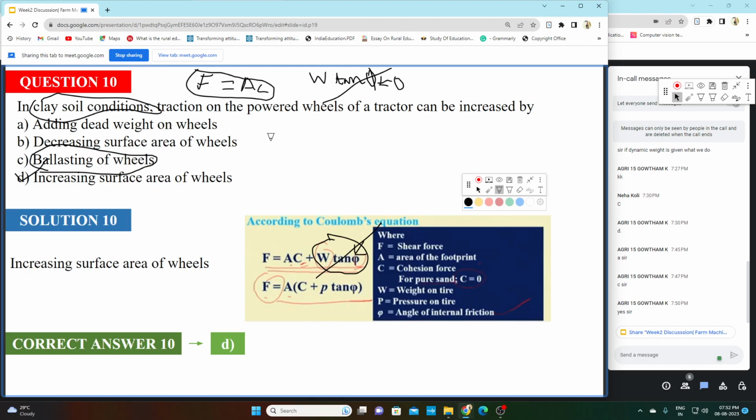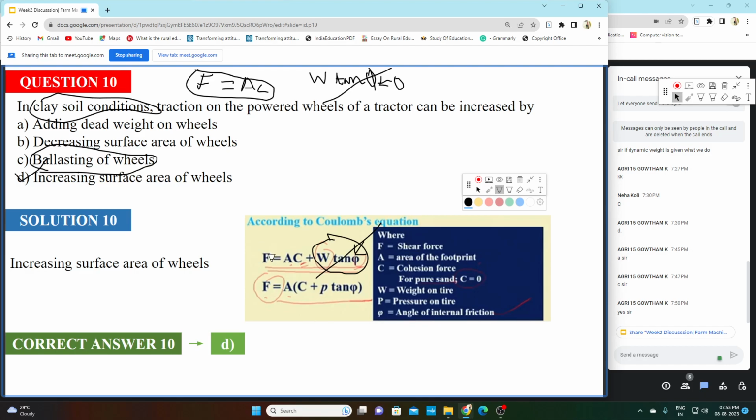Up to this, is it clear? Yes, sir. So C is a soil parameter that we cannot change. For C we cannot change, we have to play with A. So how to increase F? We have to increase A. So in this question it is asked for clay soil, so for clay soil we have to increase the surface area of the wheels in order to increase the traction.